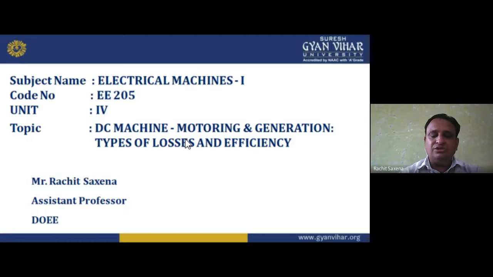This Electrical Machine 1 is an important subject, and it totally deals with two parts. One is the rotating, another one is the non-rotating. If I am talking about the rotating machines, we have two types: one is the DC generator, another one is the DC motor. The DC generator works on the principle of Faraday's law of electromagnetic induction. And the DC motor basically works on electromagnetic interaction.